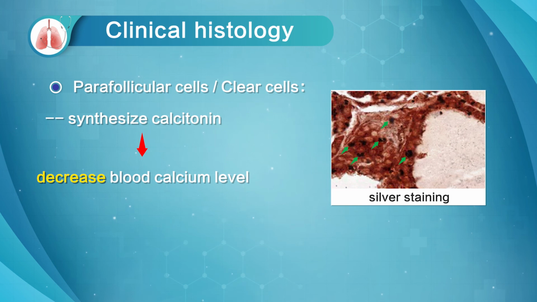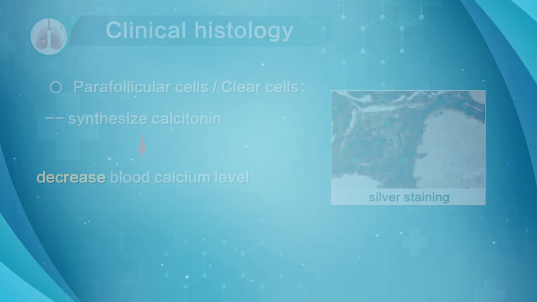By contrast, parathyroid hormone secreted by parathyroid glands exerts opposite functions to calcitonin, thus increasing the blood calcium. Calcitonin works in concert with parathyroid hormone to regulate the calcium level of the blood.